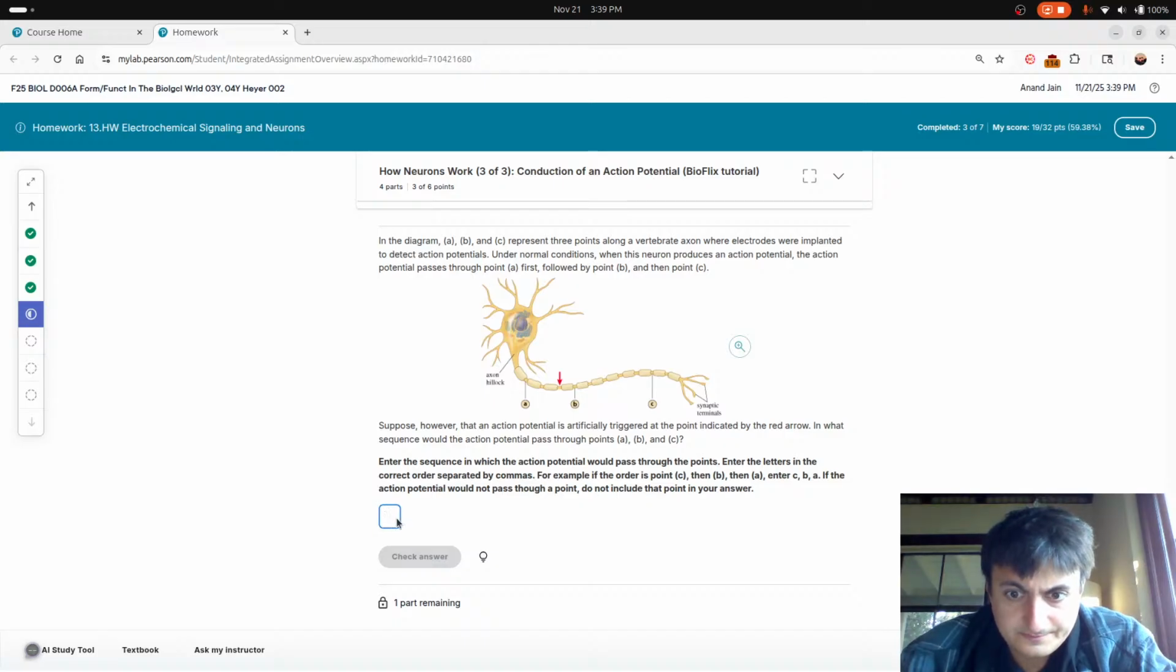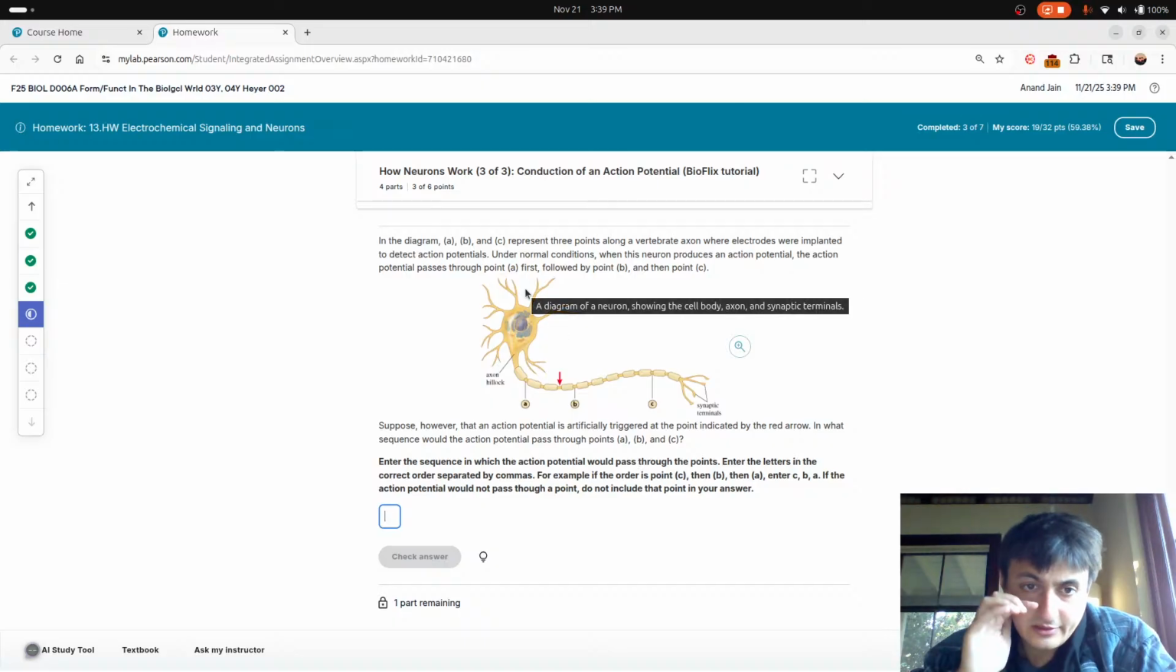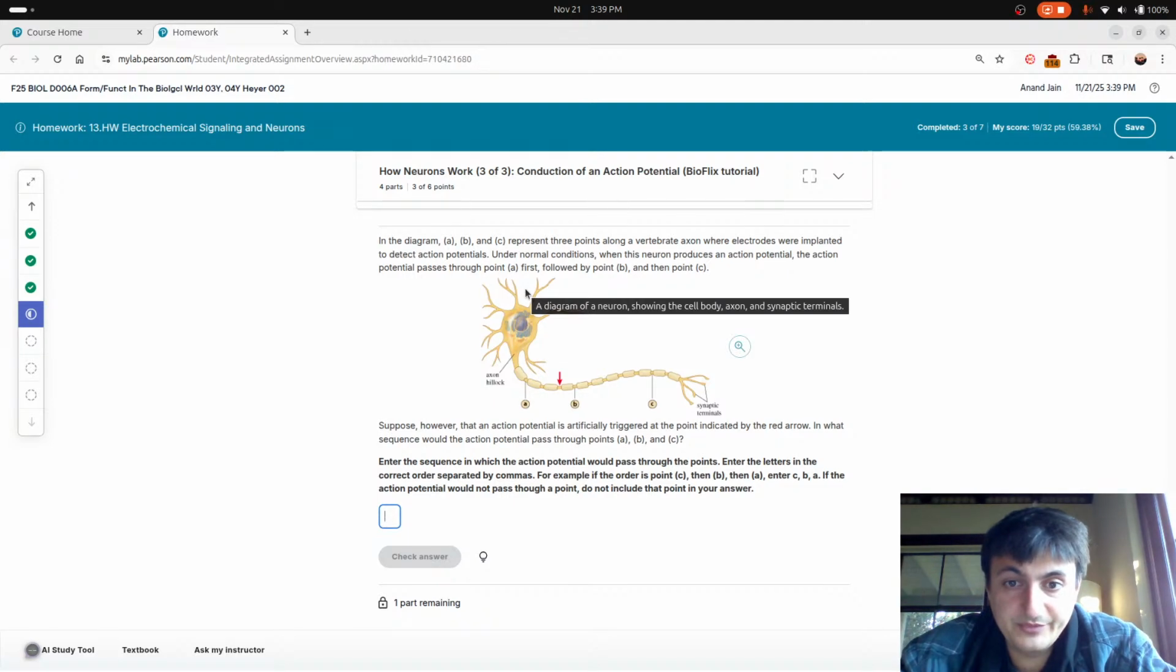Wait, what? In the diagram, A, B, and C represent 3 points along a vertebrate axon where electrodes were implanted to detect action potentials. Under normal conditions, when the neuron produces an action potential, the potential passes through A, then B, then C. Suppose, however, that an action potential is artificially triggered at the point indicated by the red arrow. What sequence would the action potential pass? It's got to be B.